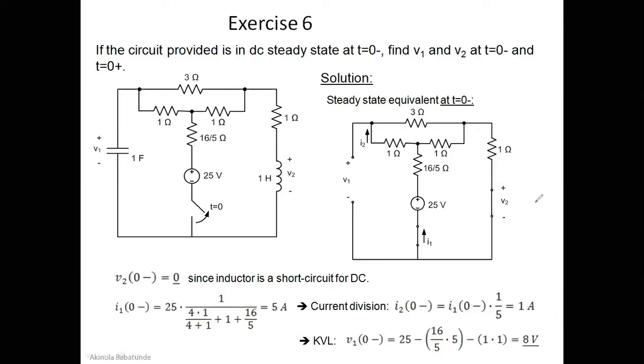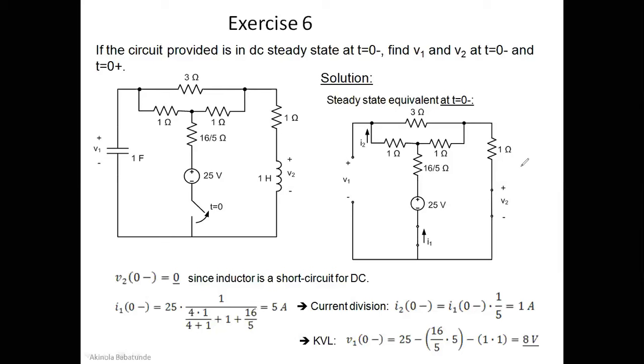We already mentioned here that V2(0-) will be equal to 0, since the inductor is a short circuit for the DC. It's a short circuit, so V2(0-) will be equal to 0. All right. Now I1(0-). I1(0-) will be equal to, if you apply Ohm's law, V equals IR, so I will be equal to V over R. So the R here would be just the equivalent resistance that we have in this circuit. How do we find the equivalent resistance in this circuit? Because that's just all we have left. All we have left here is just the resistors, and then this voltage, and then the current passing through the resistors.